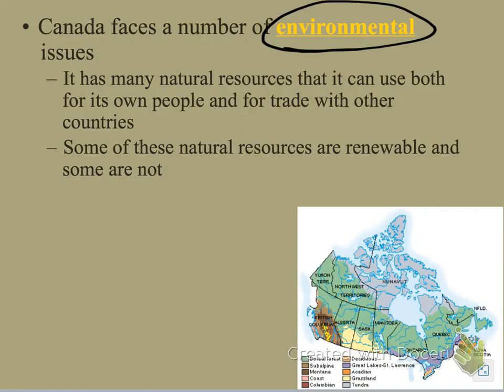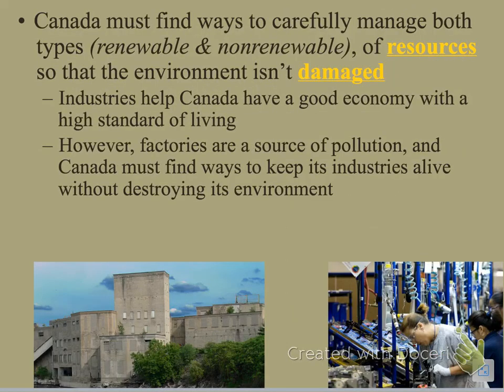So Canada faces a number of environmental issues. It has many natural resources. It can use both for its own people and for trade with other countries. Some of these natural resources are renewable, meaning that they renew themselves over time, and some are not. Some are non-renewable natural resources. So they have to find ways to carefully manage both types of renewable and non-renewable resources so that the environment isn't damaged. So again, remember, here's an answer, something that you need to have down in your guided notes.